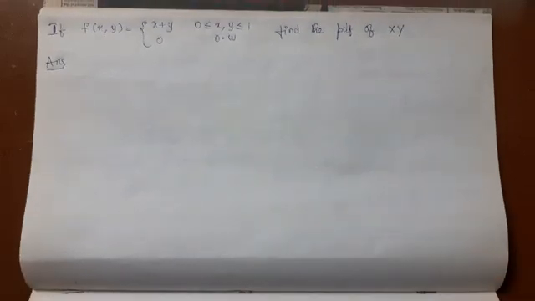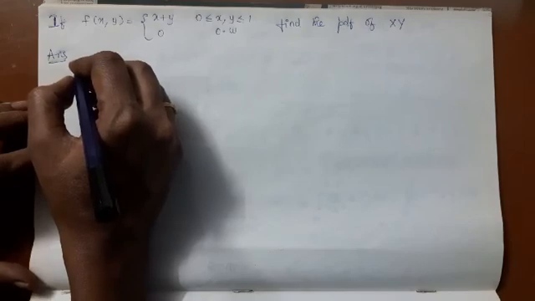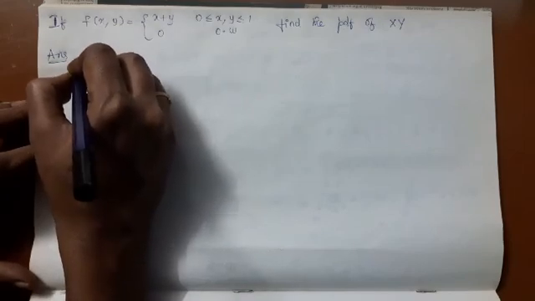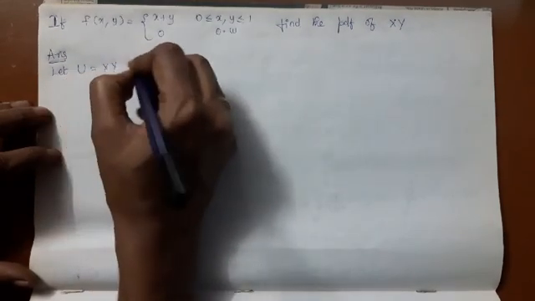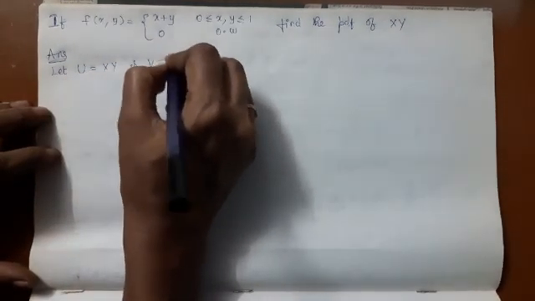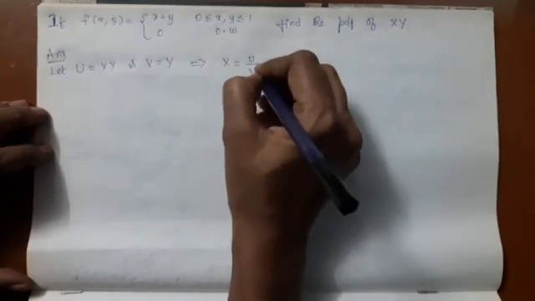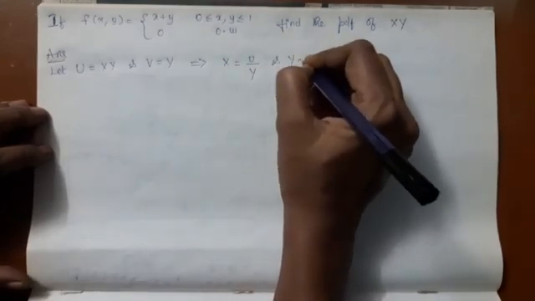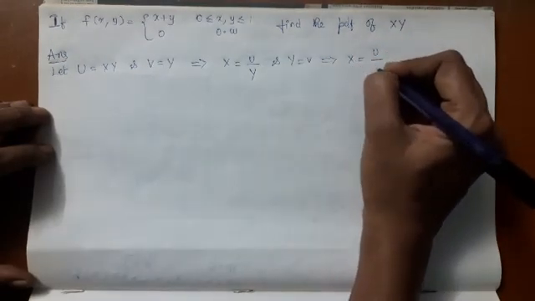Let us consider this problem of finding the PDF of xy when the joint density function of x and y is given. Let us use the concept of transformation of random variables. Let u is equal to xy and v is equal to y be the transformation, which implies x is equal to u by y and y is equal to v, which again implies x is equal to u by v.